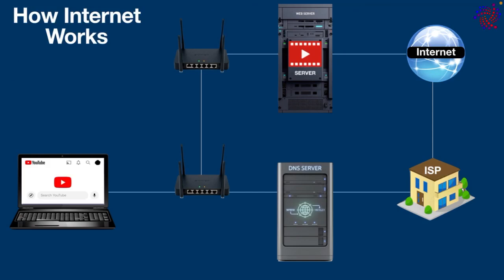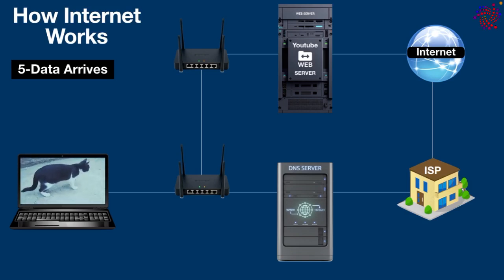Step 5. Final step. Data arrives in packets. The cat video does not come all at once. The server sends the video back to your device in packets. Your browser, such as Google Chrome or Firefox, collects these packets, puts them in the correct order, and displays the video on your screen. This all happens in just seconds because data travels very fast through fiber optic cables, satellites, and wireless signals.